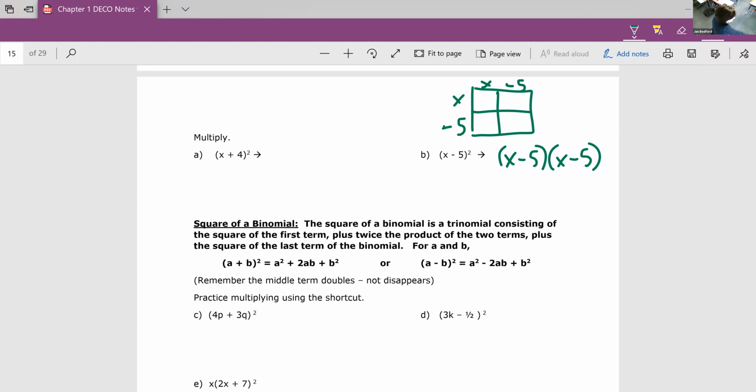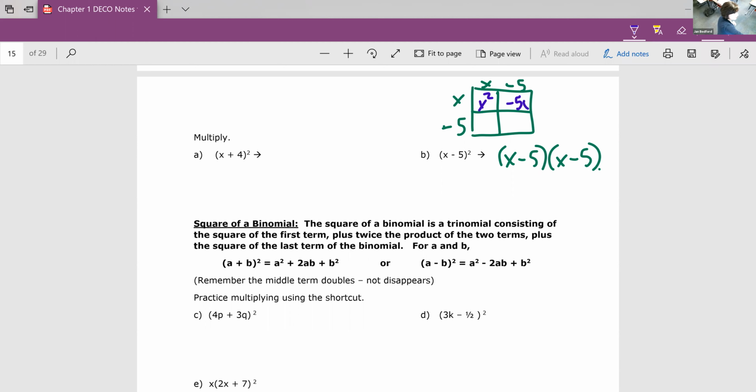If you've got this, do you understand that you can go from here to here? Is that part okay? Because if there's anything you don't understand, please ask. Okay. What's going to go in this box? X squared. X times x is x squared. What's going to go in this box?